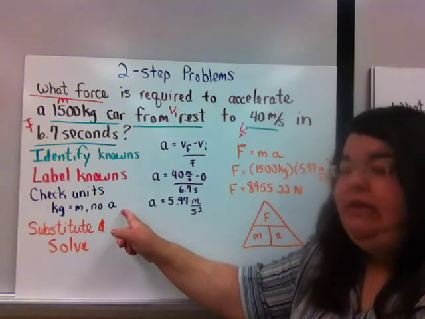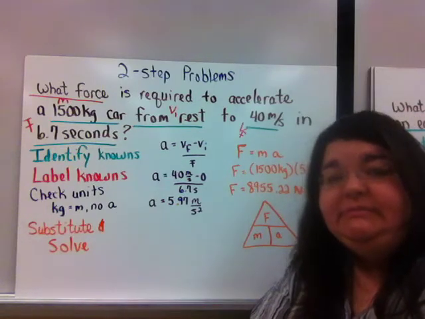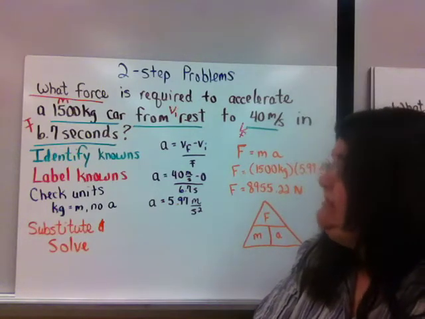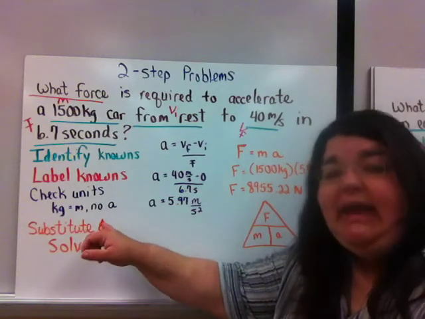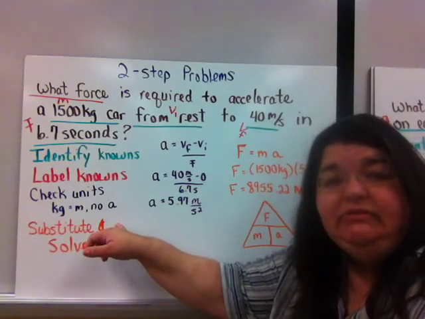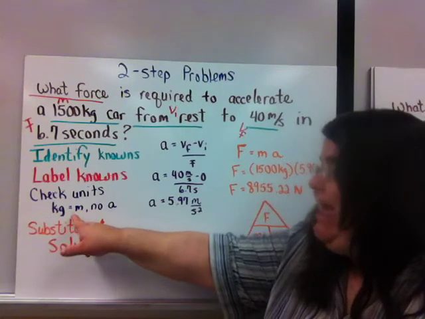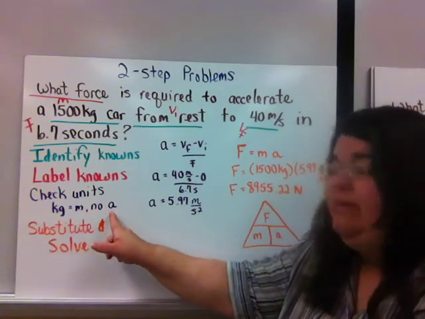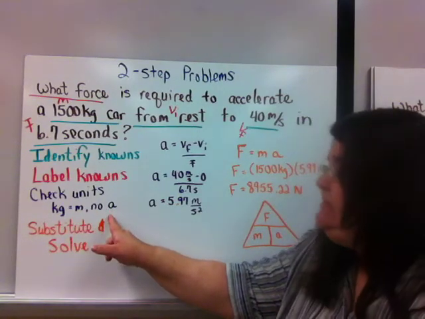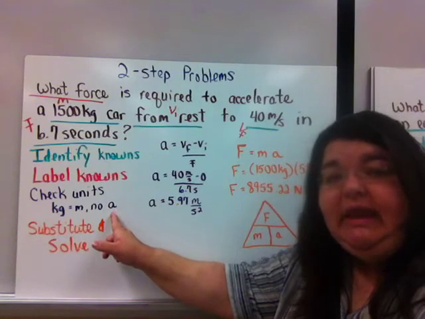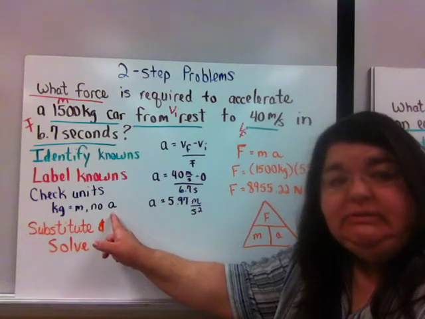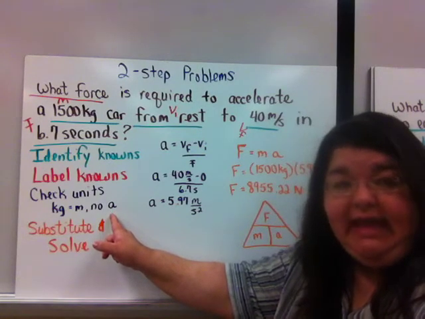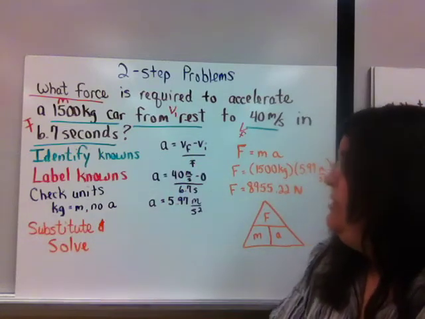I'm going to check my units. Now I know that I was asked for force. It says what force? So I need mass times acceleration to find force, and I have the mass, but I haven't been given any acceleration. So that clues me in to the fact that I'm going to need to do something here to find the A before I can find my force.